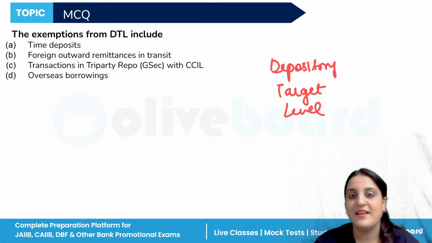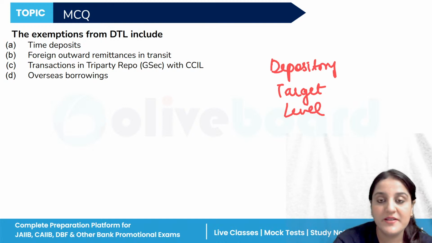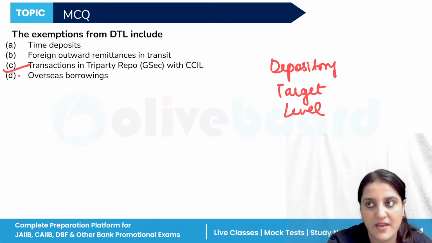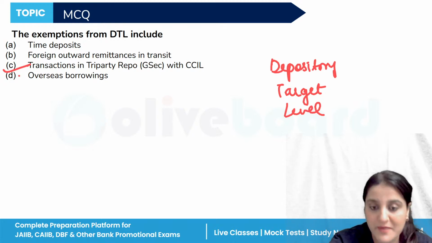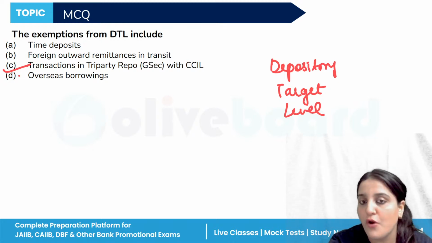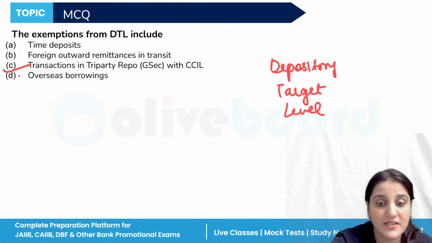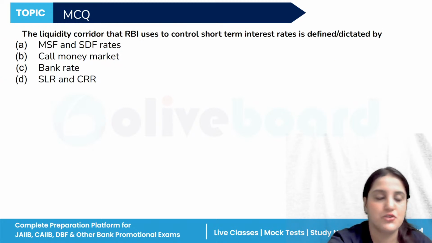The exemptions from the detail include transactions with the tri-party repo GSEC with CCIL. This option is correct because the transactions in the tri-party repo, especially those involving government securities, are exempt from the detail, and they are considered secured and short-term borrowing arrangements, which are important for liquidity management.